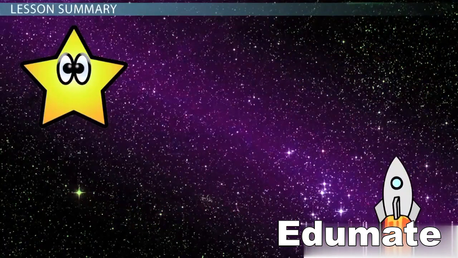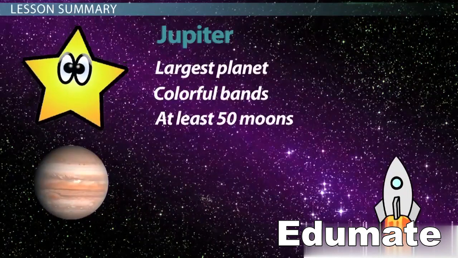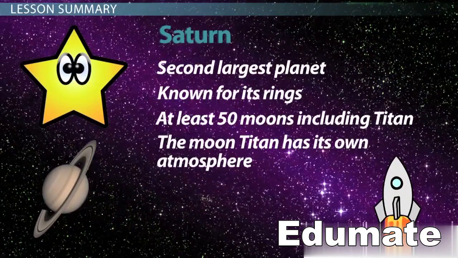On our way back to your home planet, I'll be reviewing some of the fascinating facts you heard about today. Jupiter is the fifth planet from the Sun and the largest planet. It has colorful bands and at least 50 moons. Saturn, the sixth planet, is known for its rings. It has at least 50 moons, including Titan, which has its own atmosphere.